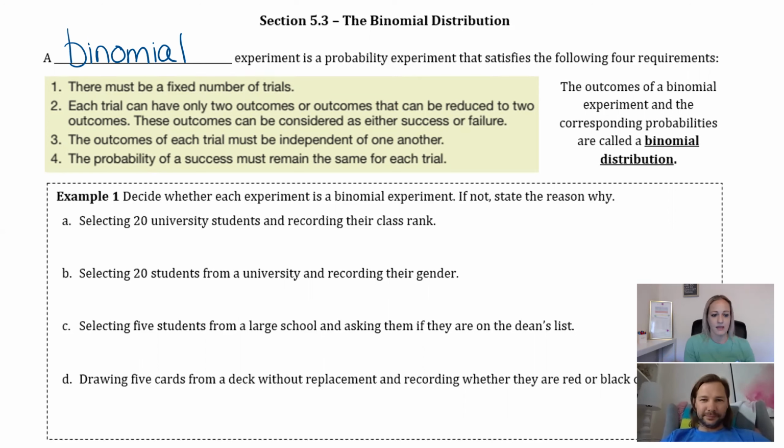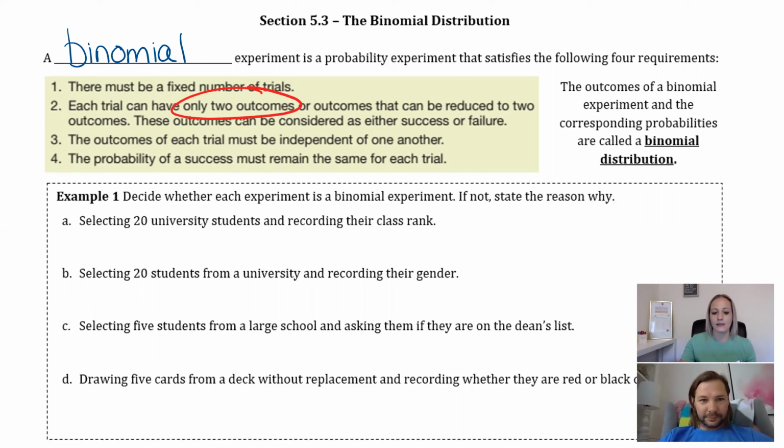So it says that there must be a fixed number of trials. So that just means that you can't do your experiment an infinite amount of times. At some point, it's got to end. Each trial can only have 2 outcomes. So that's probably the most important feature of a binomial experiment.